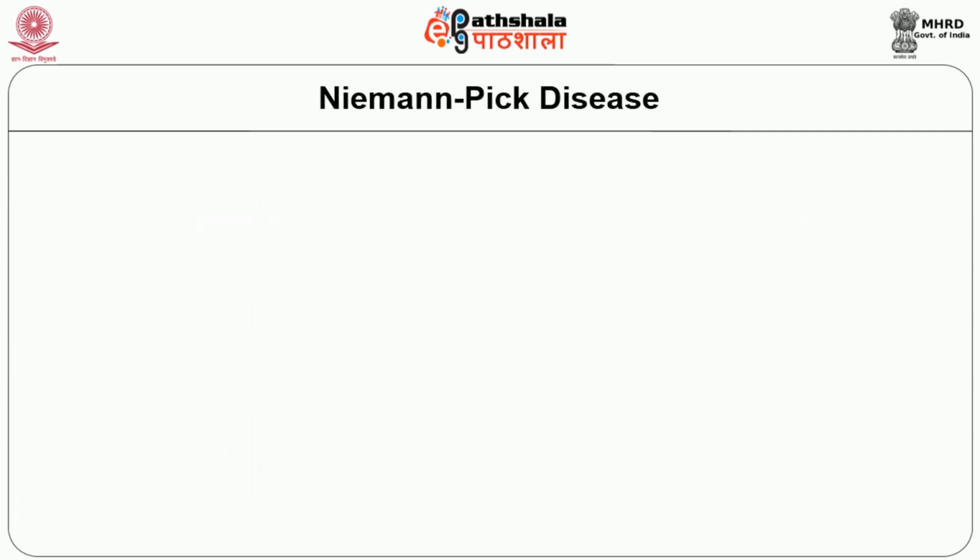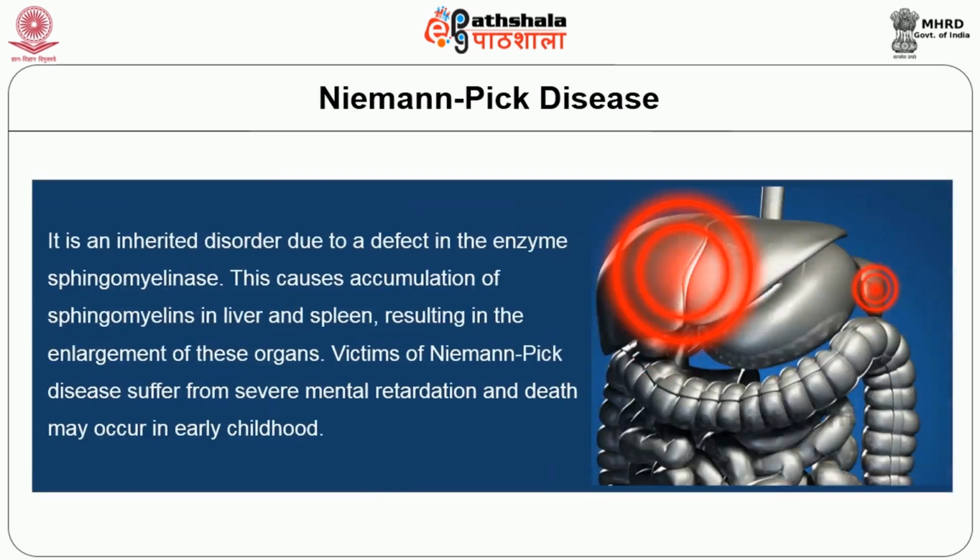Now, let's see about Niemann-Pick disease. It's an inherited disorder due to a defect in the enzyme sphingomyelinase. This causes accumulation of sphingomyelin in the liver and spleen, resulting in the enlargement of these organs. Victims of Niemann-Pick disease suffer from severe mental retardation, and death may occur in early childhood.